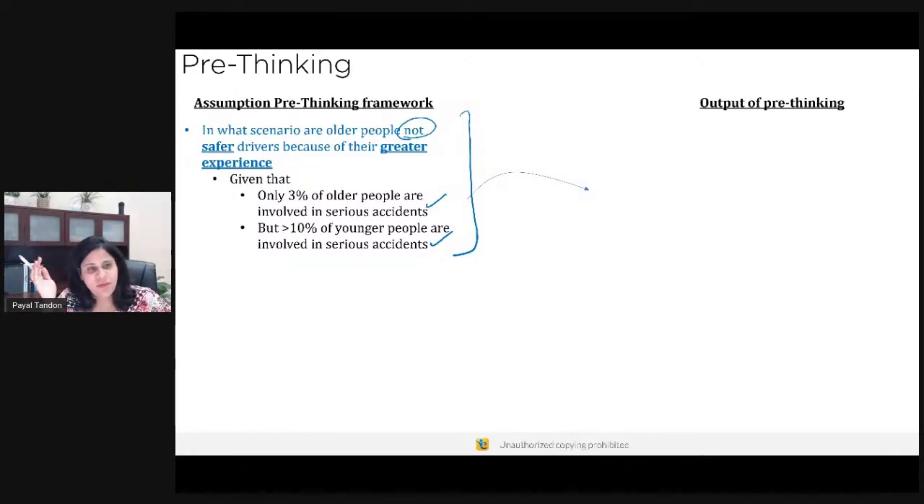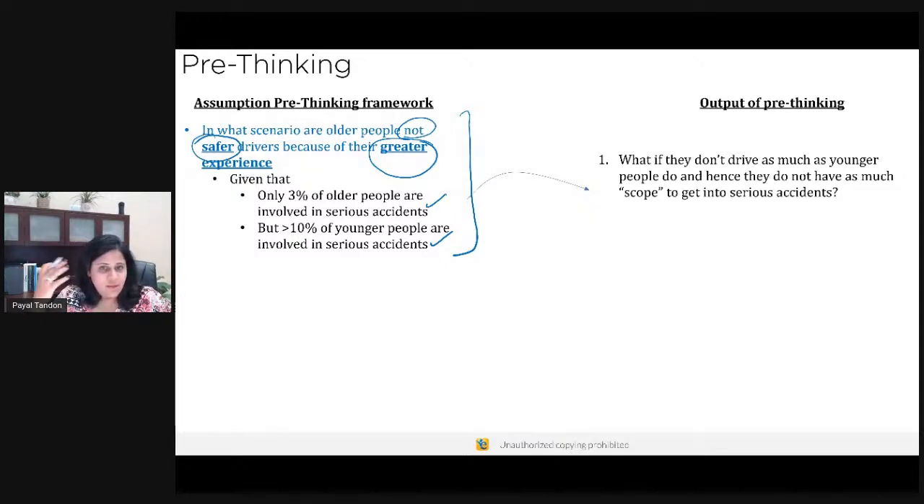With a causal relationship, it was very straightforward that you break the causality. Now here you have to think a little bit. One of the ways you can break this is that you can either question whether they are truly safer, or question whether it is truly the greater experience that is driving them being safe. You can attack any of these angles to get to your pre-thinking. Now, what if they don't drive as much as younger people do? Which means they don't have that much scope to get into serious accidents, which means that truly they are not safer.